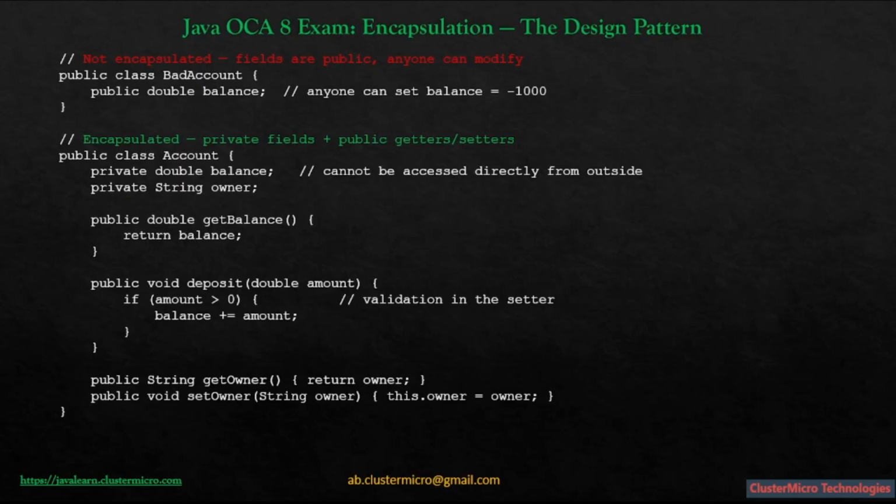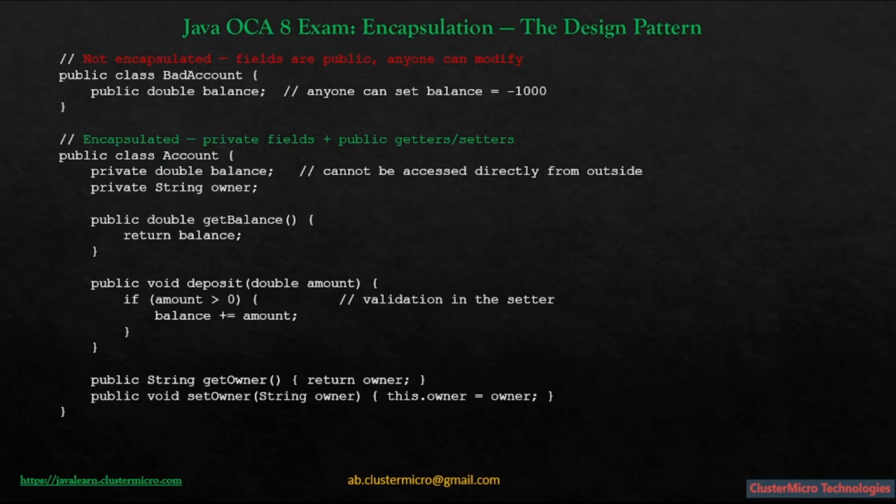Now, if you see this example, here we have public class BadAccount, public double balance. Balance is public. Any code anywhere in the application can read it, write it, set it to anything at all. Nothing stops someone from writing, say, account.balance = -100000 or more. No validation, no check, no warning. The object's internal state can be corrupted by any class that has a reference to it. This is the fundamental problem that encapsulation solves.